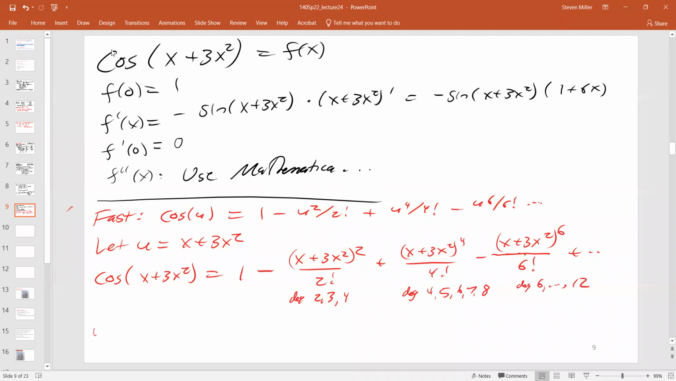So if I want the degree 4 Taylor series, it's going to just be 1 minus x plus 3x squared over 2 factorial. And now for the x plus 3x squared to the 4th over 4 factorial, what's the only term for that that's going to survive at degree 4? X to the 4th. So I'm only going to have the x to the 4th over 4 factorial.